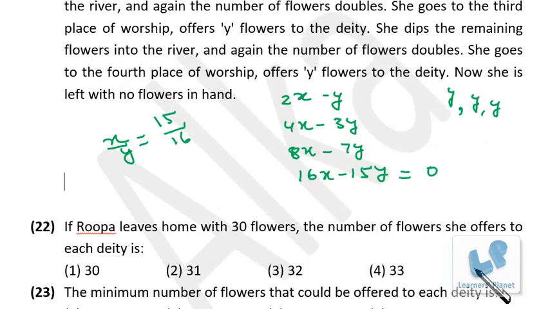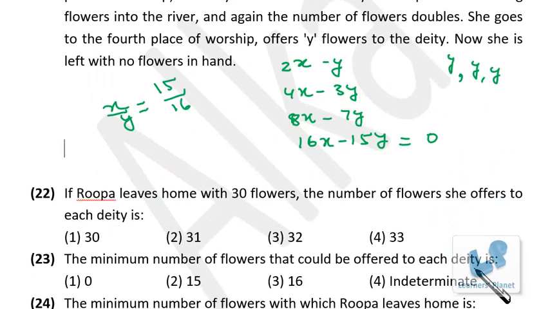Let's see the first question. If Rupa leaves home with 30 flowers, the number of flowers she offers to each deity? That is, if x is 30, then y should be 32, right? Because the ratio of x and y is 15 by 16. So if x is 30, y should be 32.